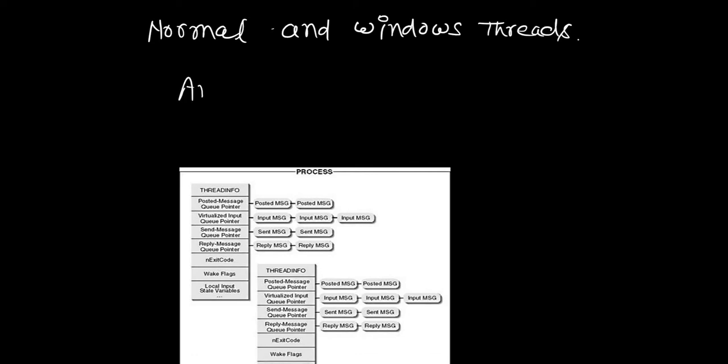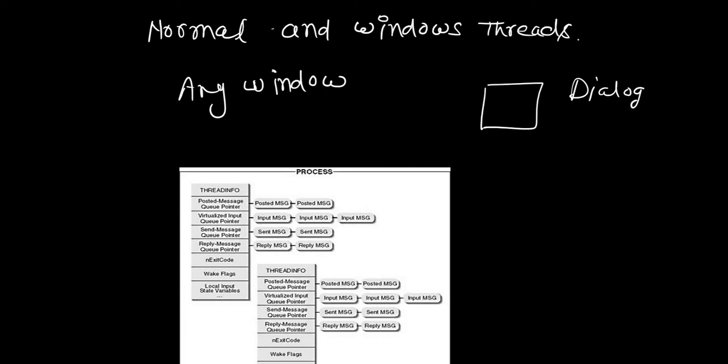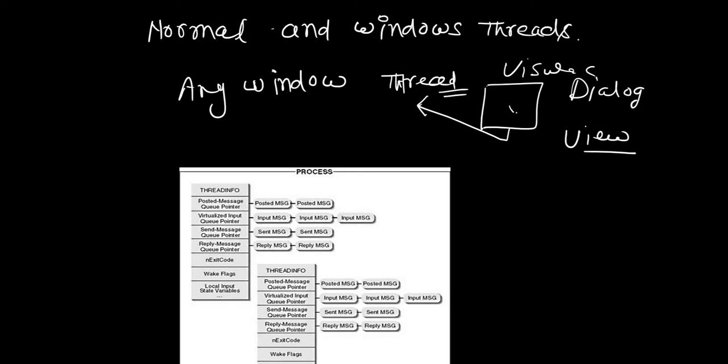Basically, when we talk about any window that you are able to see, whether it's a dialog box or any view, any window that you can see in your C program or Visual C++, every window has a thread associated with it. None of the windows can be without a thread, right? So how is this window thread initialized, what does it contain, and how does it differ from the normal thread? Okay, let's start.